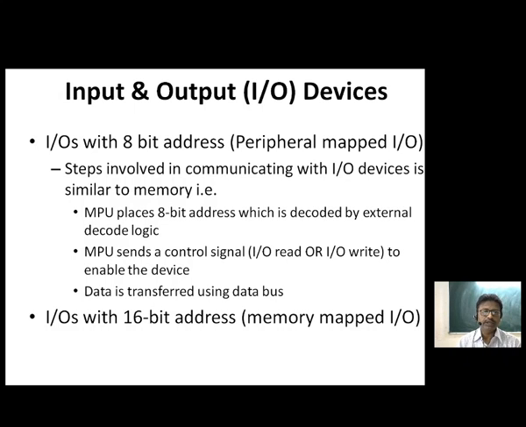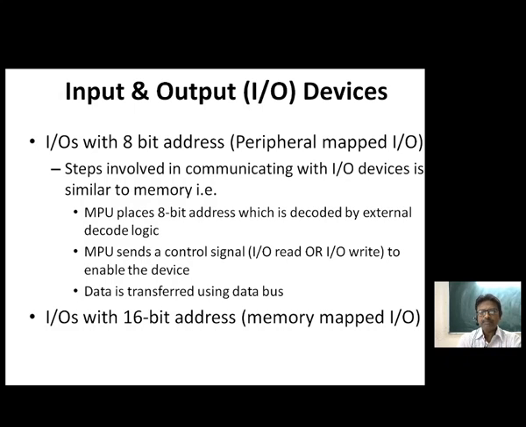Similarly, the microprocessor will work with the input and the output devices, which are also known as peripheral devices. The addressing of input and output devices can be done in two ways. The first way is called peripheral mapped input output, or input output mapped input output. And the second way is memory mapped input output. Let us first explain the peripheral mapped input output.